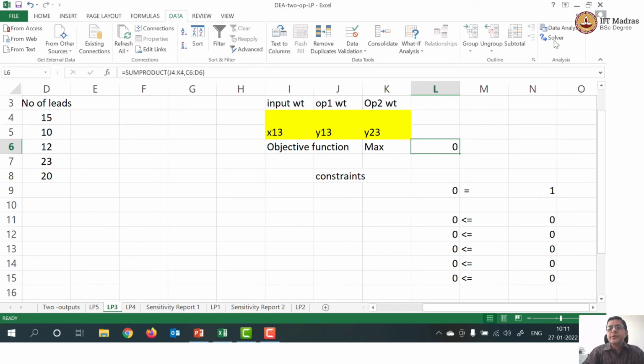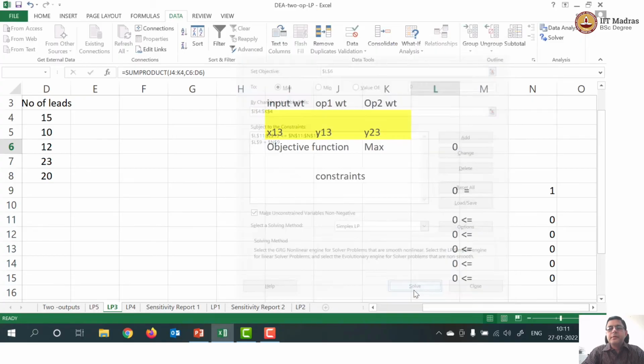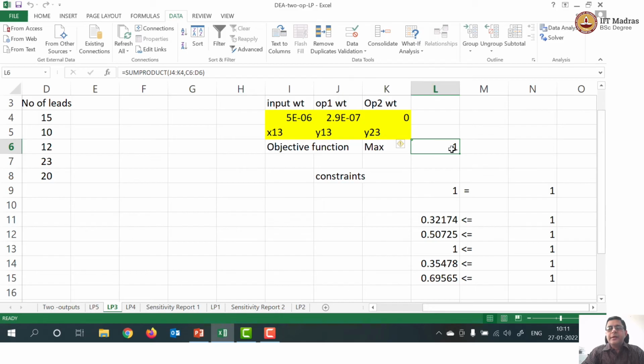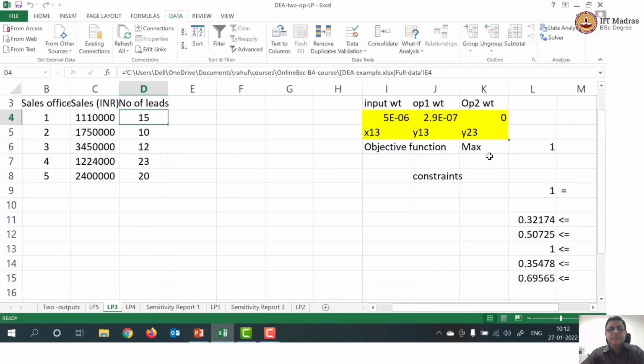Okay, initialize it to 0 and solve it, and you will get an efficiency of 1 for the third sales office. Now notice a few things. Anyway, we have not paid too much attention to the input and output weights because we are right now focusing on who is efficient and who is not efficient. So what weights they end up using actually matters much less. But even then, look at something peculiar. So let me highlight that. Sales office 3 decided that it is going to assign a weight of 0 to the second output. What was the second output? The second output was number of leads.